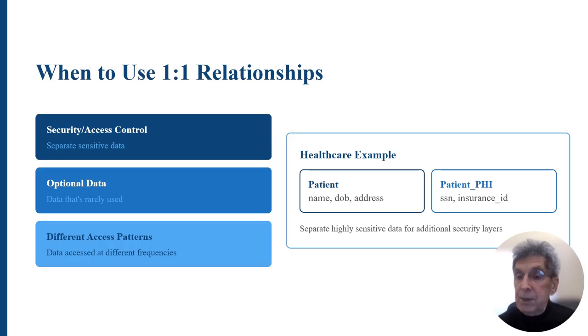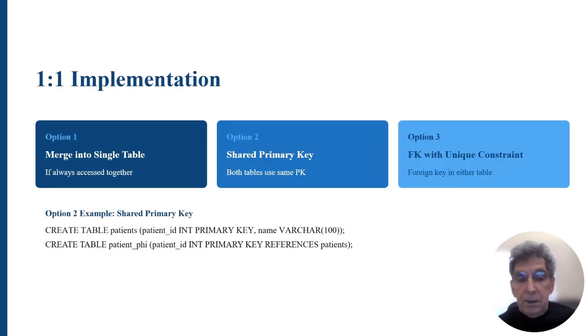And historical reasons. Sometimes systems evolve and what was once a separate system gets integrated. You end up with a one-to-one relationship for historical or political reasons, even if pure design would have merged them. In healthcare specifically, separating protected health information from non-PHI data is a common reason for one-to-one splits. Your core clinical tables might be accessible to many staff, while the tables containing SSN, full address, and insurance details might have restricted access.